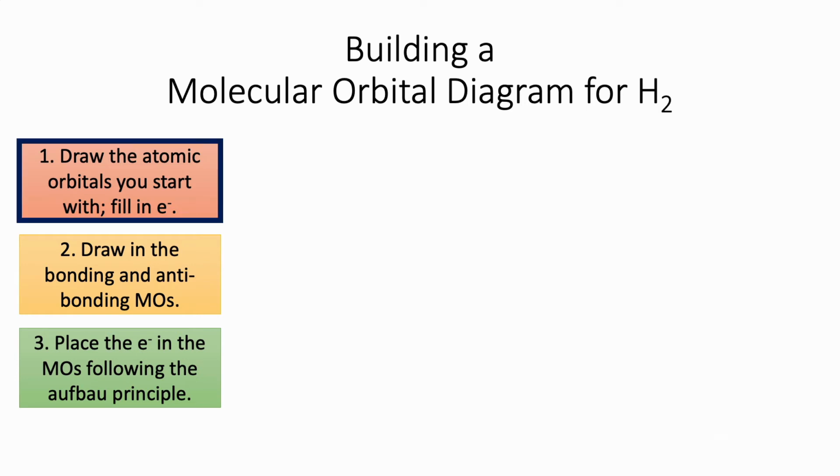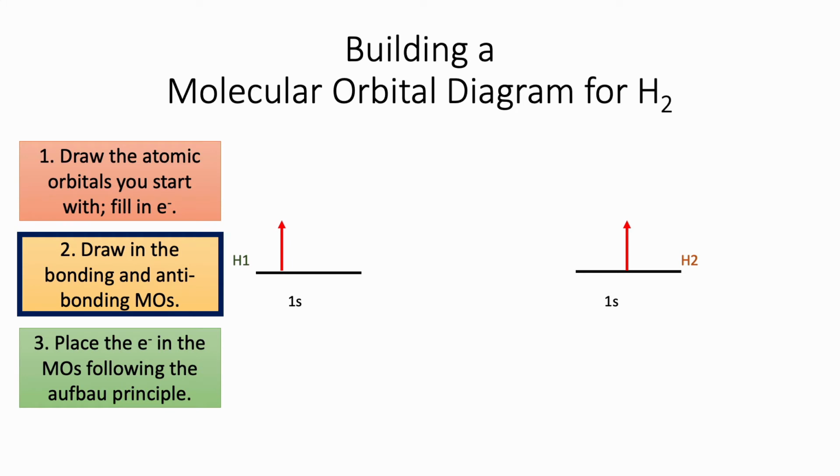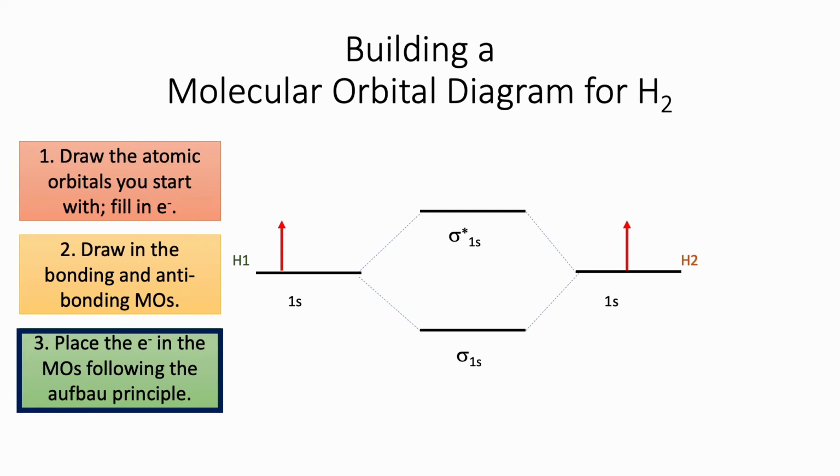So again, we'll start by drawing the atomic orbitals that we begin with, one for each atom. And again, we have two hydrogens. This time there's no positive charge, so that means each one has its normal one electron. Now we draw in the bonding and anti-bonding molecular orbitals, which are the same as before. Now we're going to place the electrons in the MOs following the Aufbau principle.